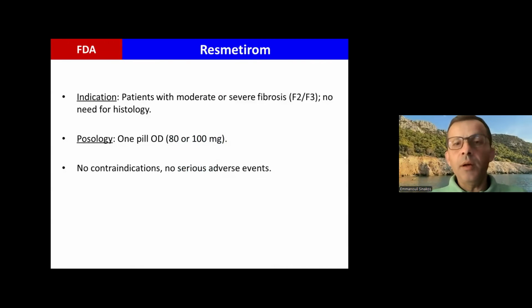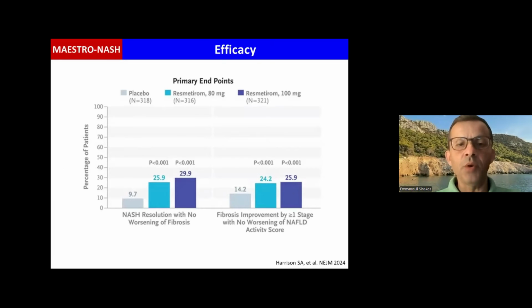The indication per the label in the US is for patients with moderate or severe fibrosis. It's interesting to see that there is no need for histology. You can state and diagnose the stage of fibrosis with non-invasive methods, as I already told you. It's a simple regimen, one pill once a day, 80 or 100 milligrams according to body weight, no contraindications and no serious adverse events. And this is the primary endpoint, which is NASH resolution with no worsening of fibrosis, or fibrosis improvement by one stage with no worsening of NAFLD activity score.